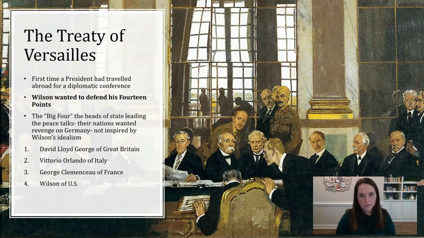Great Britain and France saw this war like there was a fault. It was Germany's fault. They were aggressive, and they started it. And they wanted to punish Germany. Where Wilson's approach was more like, hey, listen, we don't need a winner in this. A mistake was made. Let's move on. Let's make sure it doesn't happen again. And so Wilson really struggled with trying to get them on his side.